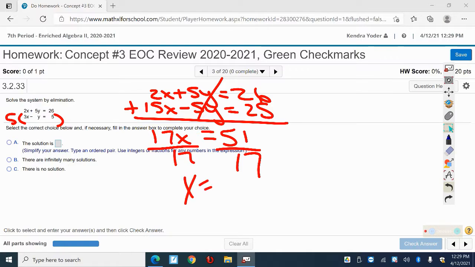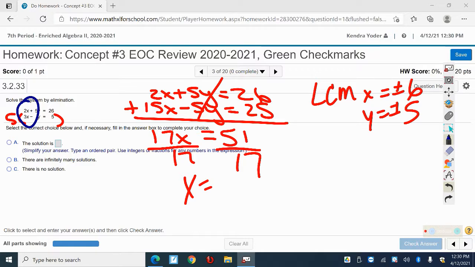Why 5? Because I wanted a positive 5Y and a negative 5Y. Remember when we did this, we did least common multiples. Least common multiples, my x's is plus or minus 6, because we're looking over here. And then least common multiples for y is plus or minus 5. Which one's smaller? Okay. We went ahead and stuck with the 5. Does that make sense? Yes? So then once you find y, you plug it back in to find x.